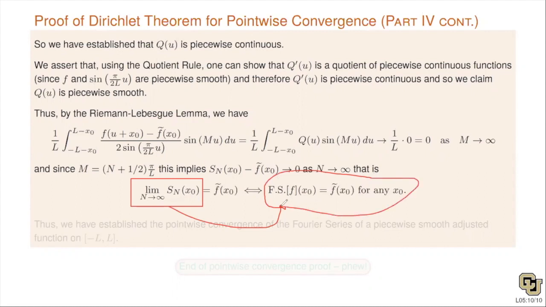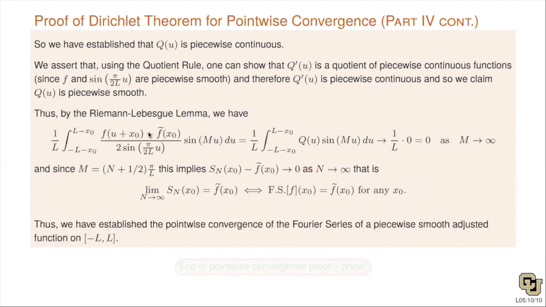So, if we start with a piecewise smooth function, then the Fourier series will converge, number one. And number two, the Fourier series will converge not to the original function, but to the periodic extension of the adjusted version of the function. So now we have some kind of technical appreciation for what a Fourier series is and what it's doing, at least when you're dealing with piecewise smooth functions. So that ends the pointwise convergence proof.